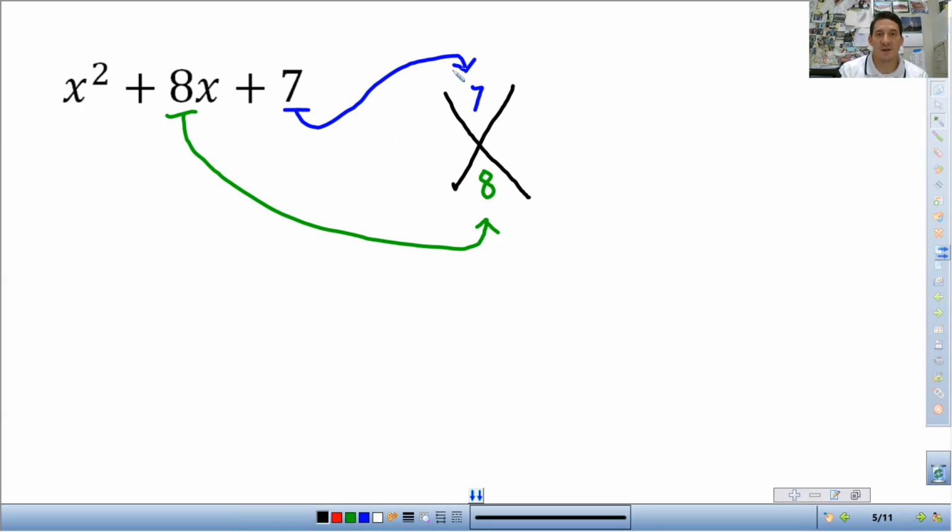So what are factors of 7? Two numbers that multiply to 7 that add to 8. That'd be 1 and 7. 1 times 7 is 7. 1 plus 7 is 8.